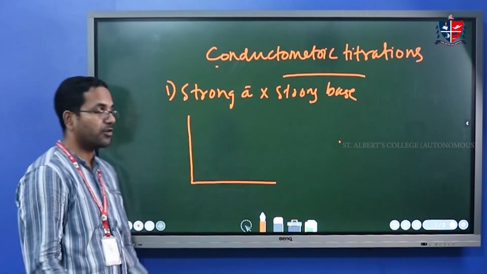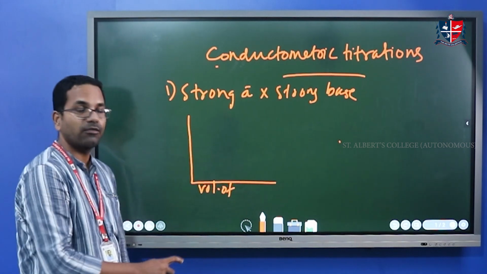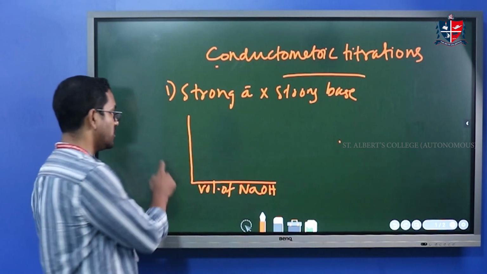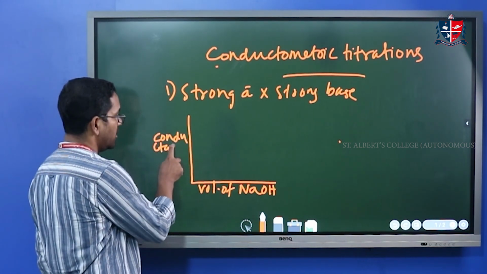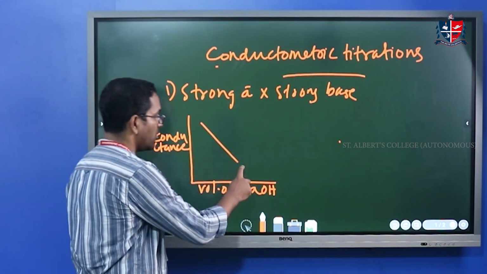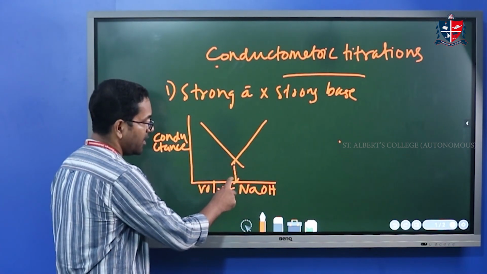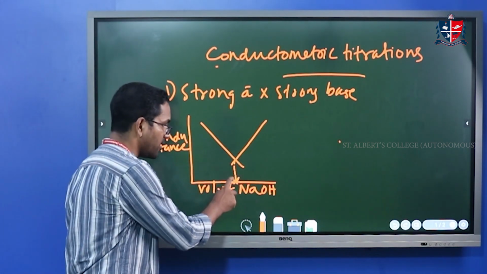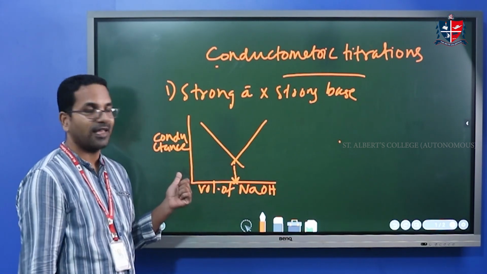Before starting the explanation, I am going to write the nature of the graph. Here in the x-axis we write the volume of NaOH that we are taking in the burette. In the y-axis it is the conductance shown by the acid solution. And as you all know, the graph will be like this. We are calculating the endpoint, the volume of NaOH required to neutralize the unknown acid. That is, this point gives the volume of NaOH required to neutralize the unknown given HCl.